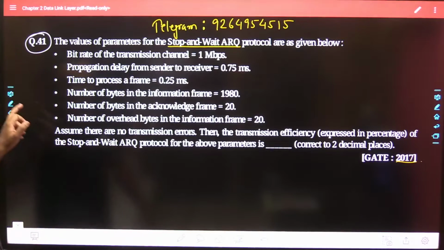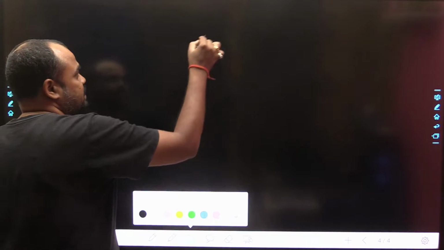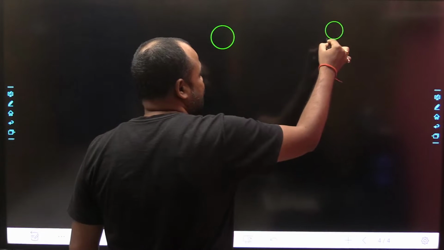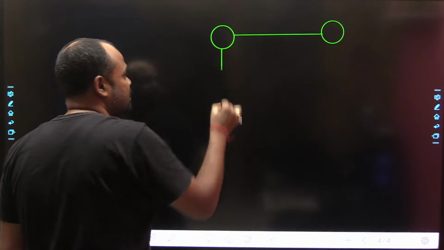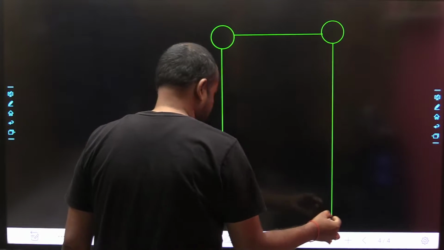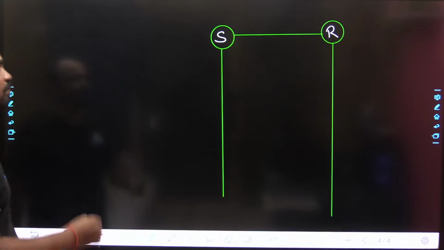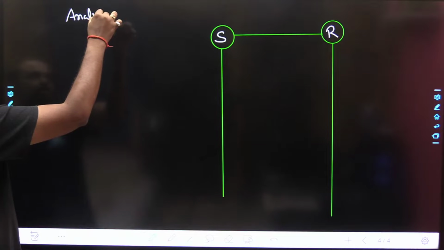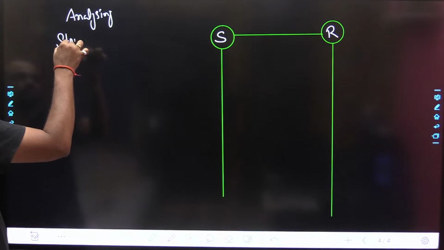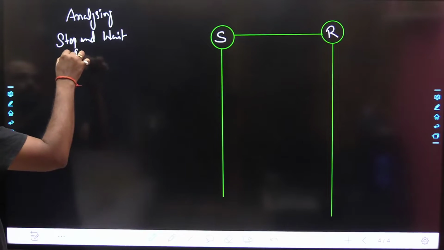Now let's come back to the concept. See, actually what happens in case of stop and wait protocol, please try to understand. We are trying to analyze the stop and wait protocol. So see, this is the sender and this is the receiver.